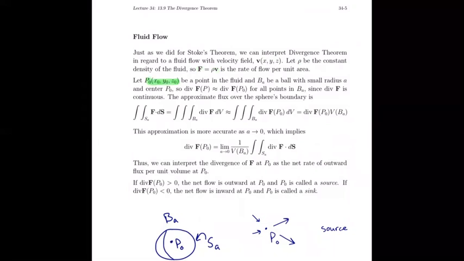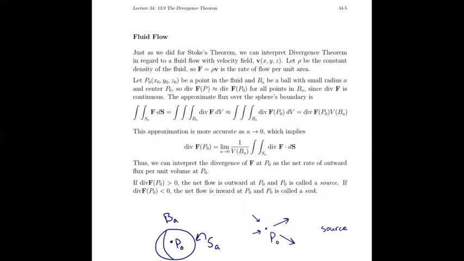Now let P naught be a point in the fluid and B sub A be a ball with some small radius A around P naught, centered at P naught. Since the divergence of F is continuous, we can use this approximation, and A is fairly small, so the points P that are in the ball B sub A are pretty close to P naught, so the divergences are fairly close in value. Now, of course, the smaller A gets, the better this approximation actually is, the more accurate it is. We'll get to that in a moment.